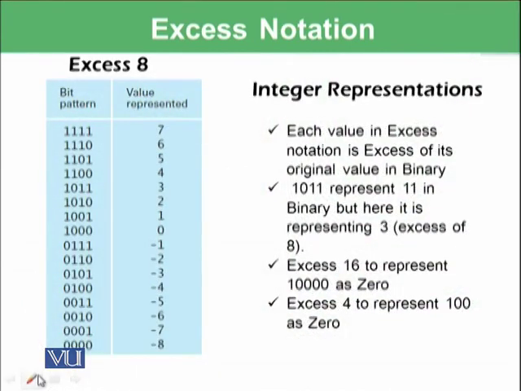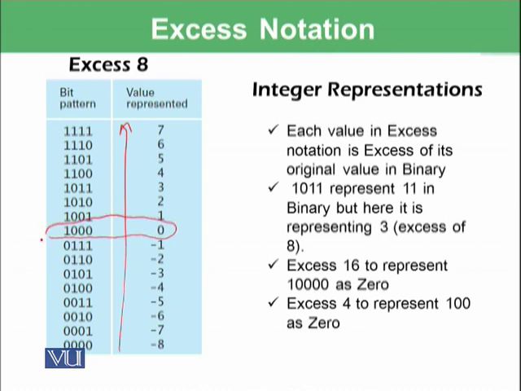So here we have excess 8 notation, and you can see we have written counting from downward to upward. When we reach this particular position where we can see the first 1 in the most significant bit, here we stop and this value is represented as 0. All of the following values represent positive numbers and all of the preceding values represent the negative numbers.